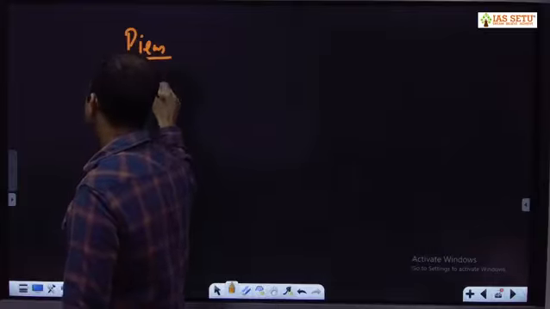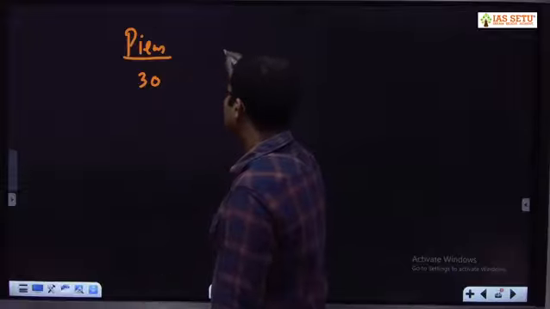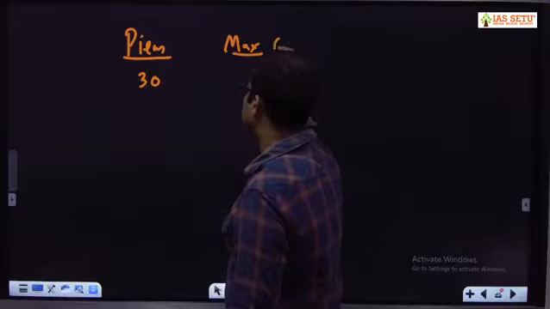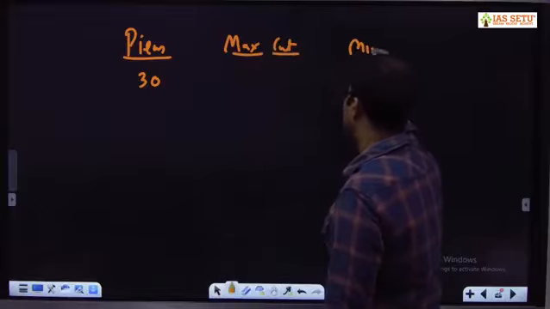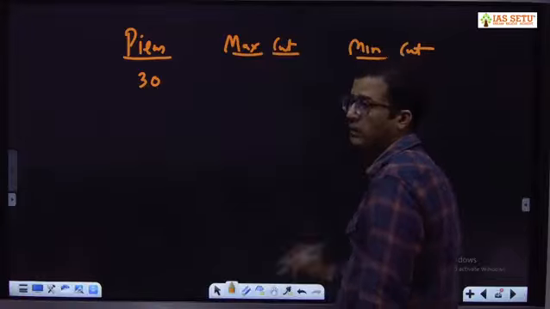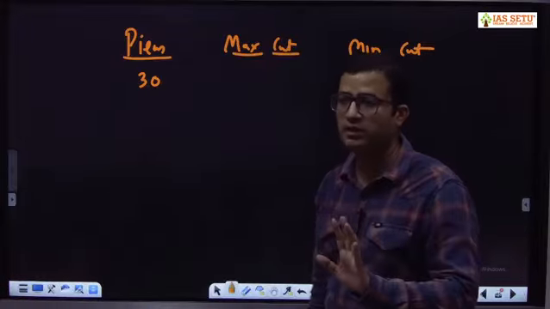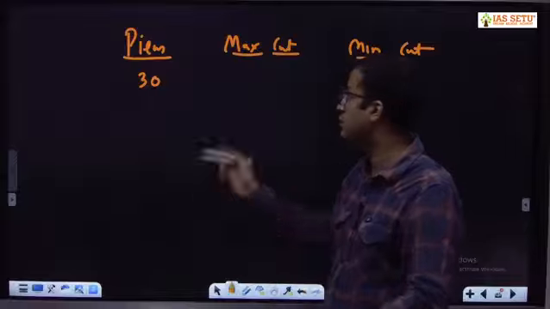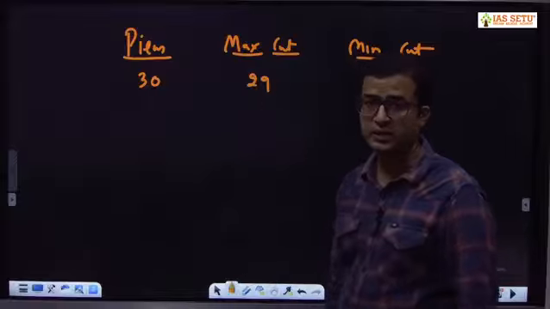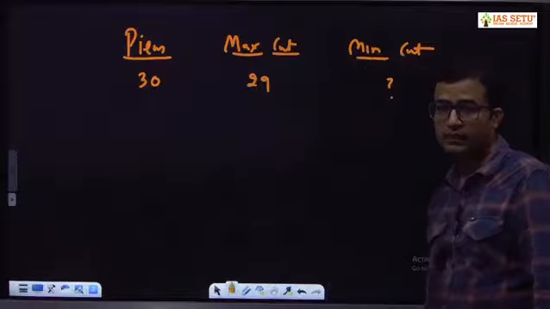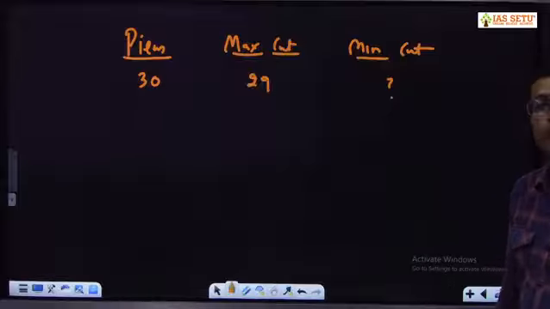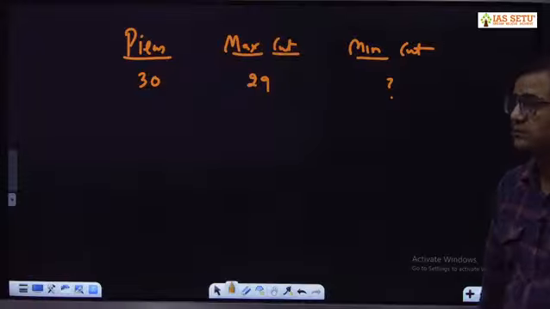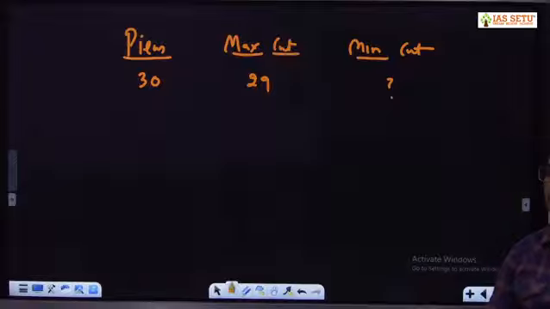Number of pieces 30. The question is maximum cuts and minimum cuts. Maximum cuts will not trouble you. You make 29 cuts, you get 30. The main thing is the minimum. Okay? You try first, then I tell you. 30 pieces. What is the minimum number of cuts required?